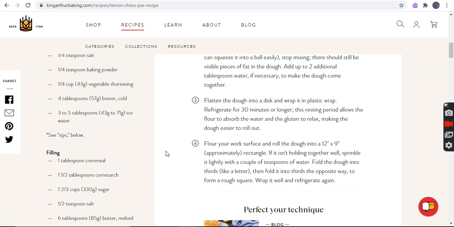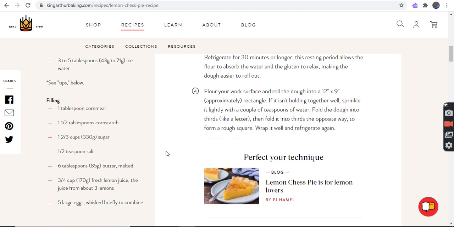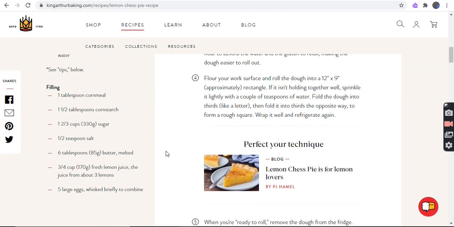Flatten the dough into a disc and wrap it in plastic wrap. Refrigerate for 30 minutes or longer. This resting period allows the flour to absorb the water and the gluten to relax, making the dough easier to roll out. Flour your work surface and roll the dough into an approximately 12x9 rectangle. If it isn't holding together well, sprinkle it lightly with a couple of teaspoons of water. Fold the dough into thirds like a letter, then fold it into thirds the opposite way to form a rough square. Wrap it well and refrigerate again.